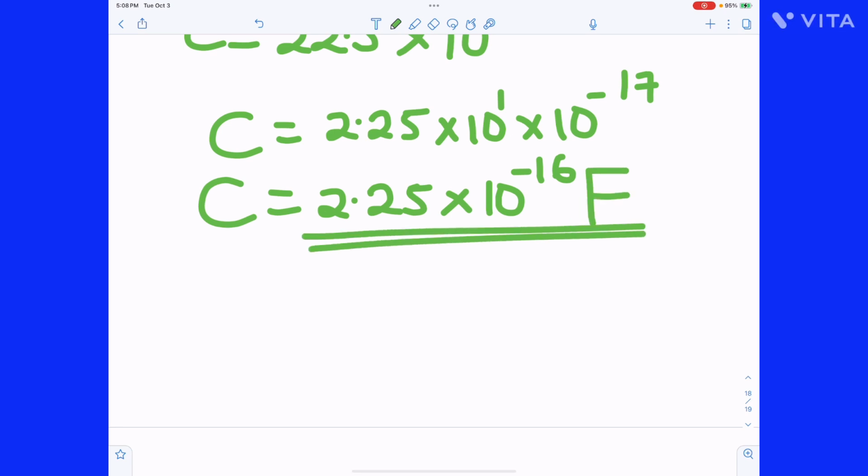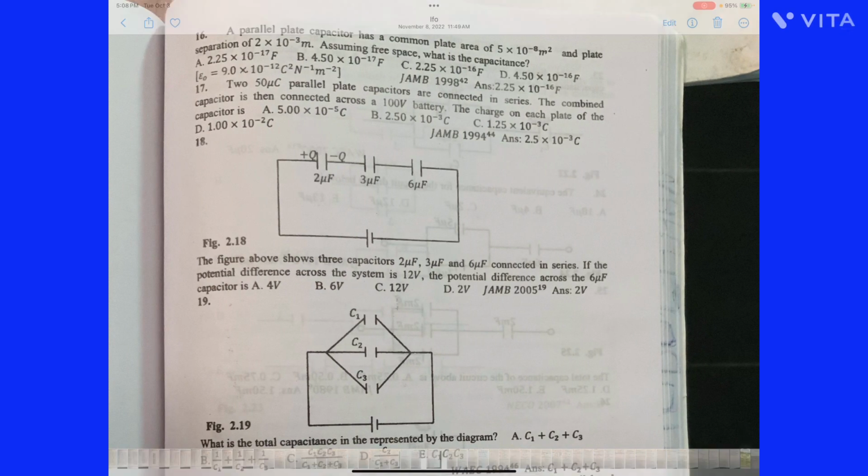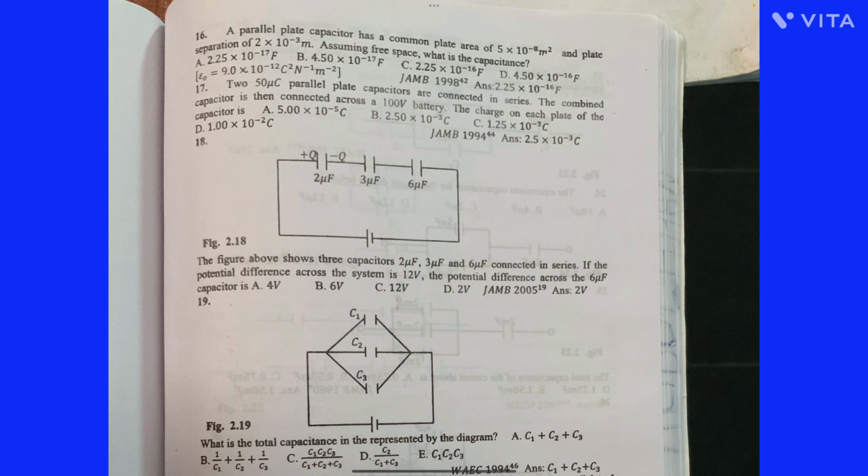So that's how we calculate capacitance, knowing the material between the plates of a capacitor, knowing the area, knowing the separation between them.